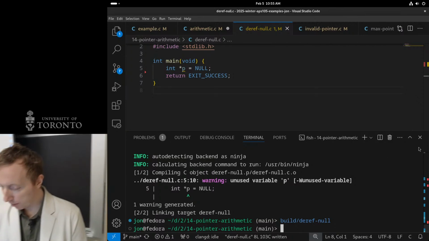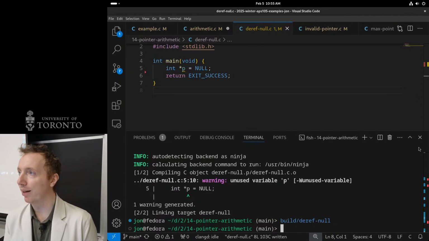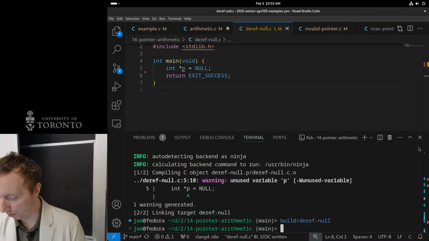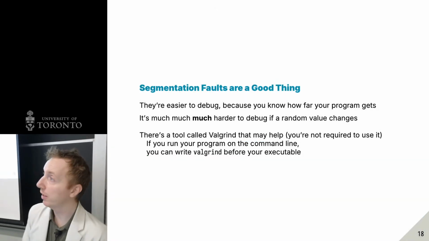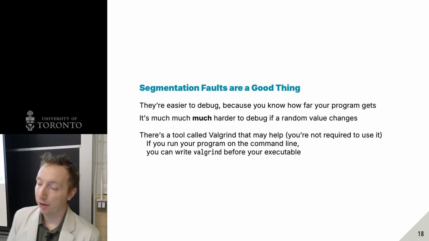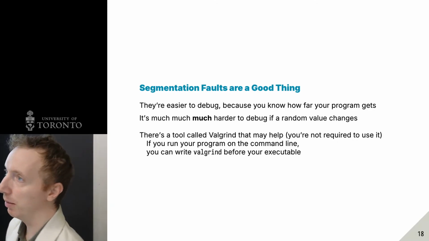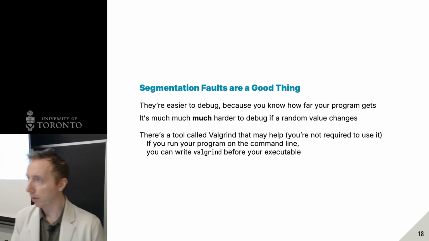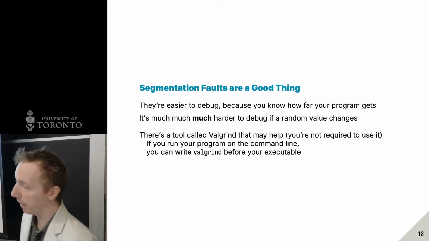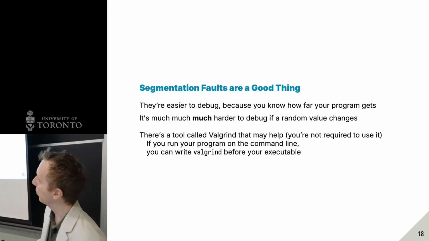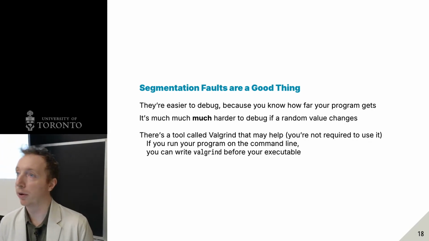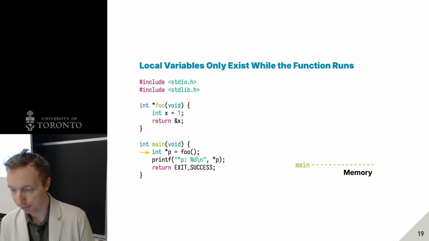So that's a tool to use. It will help you debug things. If you see that seg fault, use Valgrind as one of your first things to do. So yeah, segmentation faults are a good thing, believe it or not. They're easier to debug because you know how far your program gets. It's much harder to debug if just some random value changes, where sometimes your program works, sometimes it doesn't. And that Valgrind tool, again, you're not required to use it. Maybe I'll show more examples in a bit, but you just use that Valgrind executable and it will tell you why and what line it failed at.